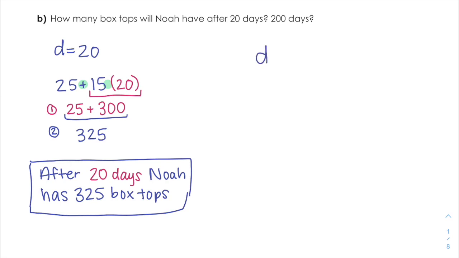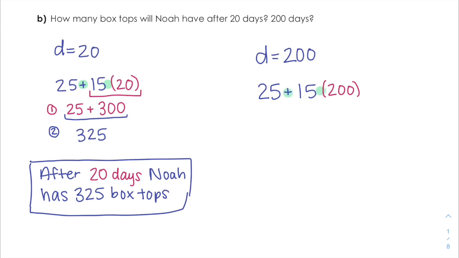All right, what about for 200 days? This time d is going to equal 200. Remember, variables are variables because I can substitute them with multiple numbers. So in the first example, I substituted with 20, and now we're going to substitute with 200. So I'm going to rewrite my expression, but substituting d with 200 this time.